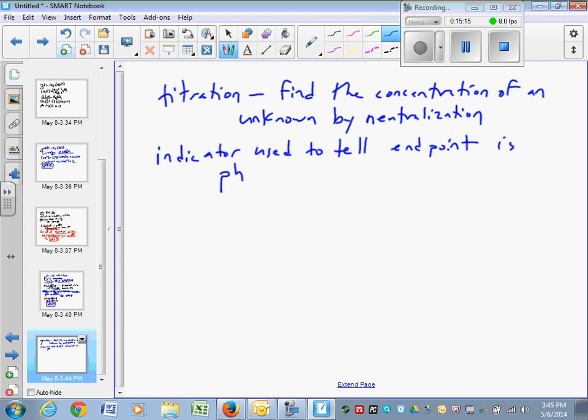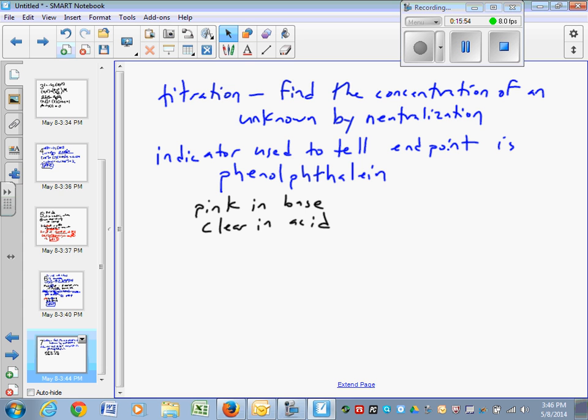The one we use most often is called phenolphthalein. What you need to know about phenolphthalein, it is pink in base, and it's clear in acid. So if you start with a base, you have a pink solution, and you drip acid into it 1 drop at a time until it just barely stays turned clear. If you start with an acid, you start with a clear solution, and you drip base into it 1 drop at a time until it just barely stays pink.